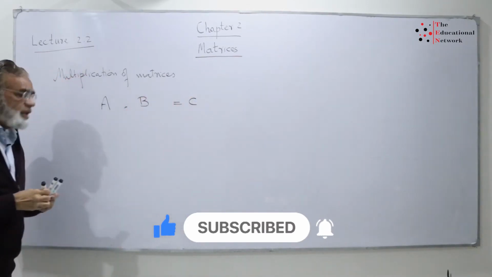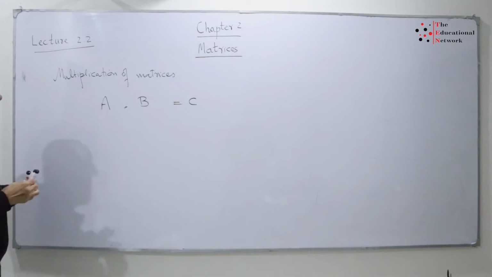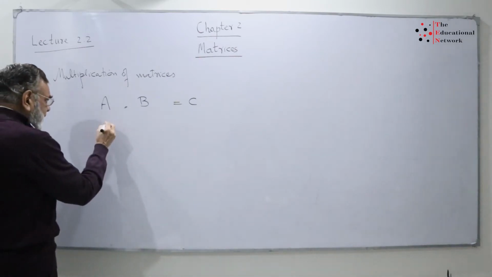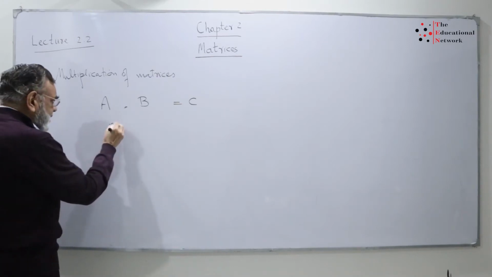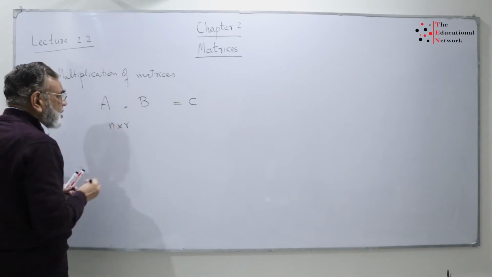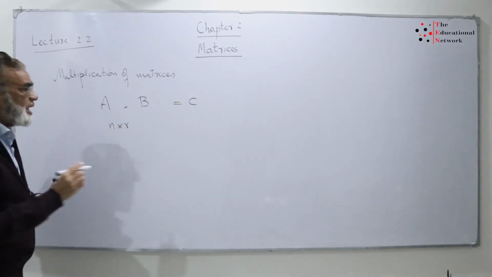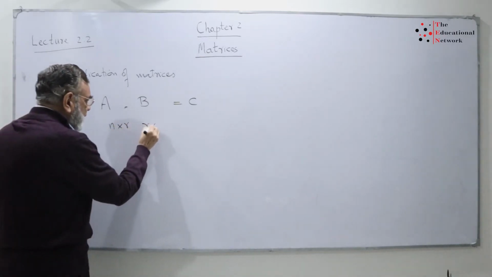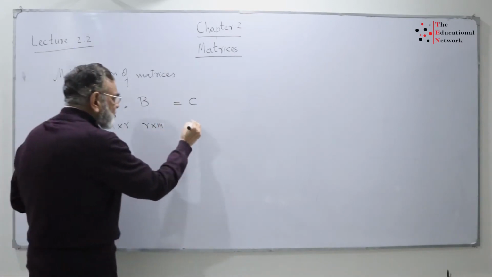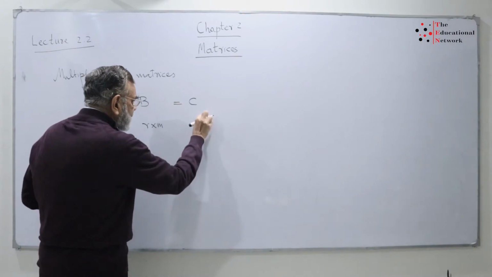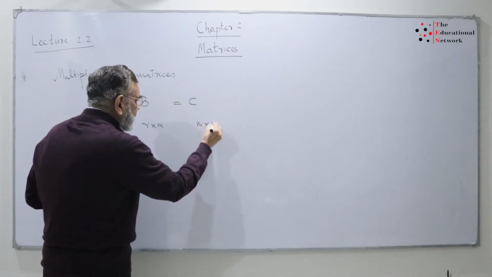So very interesting is the size of the matrices. For example, I have matrix A. Matrix A has n rows and, for example, r columns. Matrix B must have r rows, and it can have m columns. So when we multiply them, the result will be n rows and m columns.